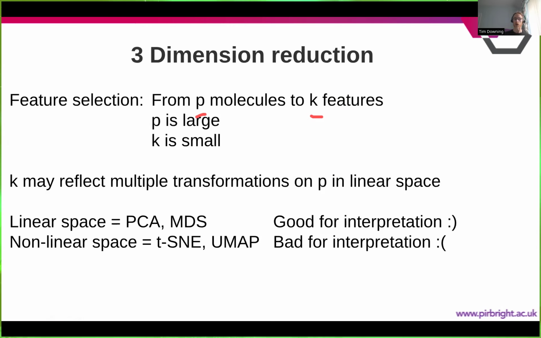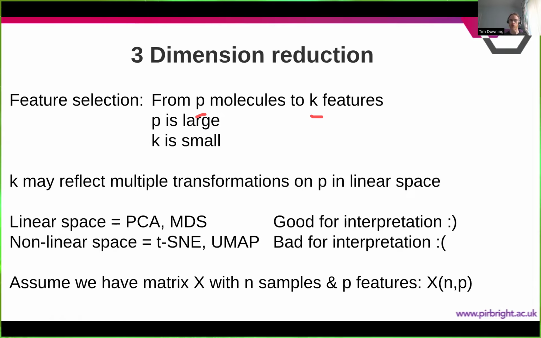TSNE and UMAP tend to use nonlinear space, which is more challenging for people to interpret, especially when you're putting many dimensions on a single 2D plane. So we can distinguish that PCA and MDS are better in the sense that they're easier to interpret. TSNE and UMAP should be interpreted with great caution.